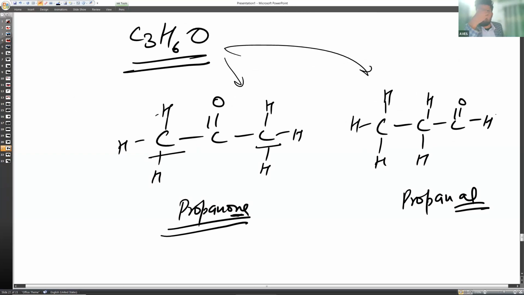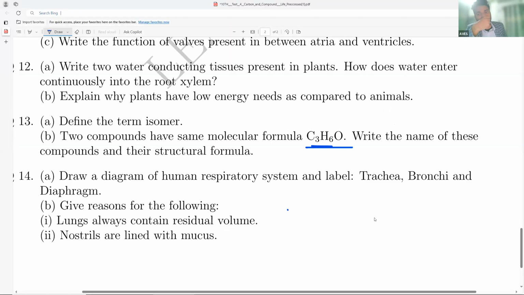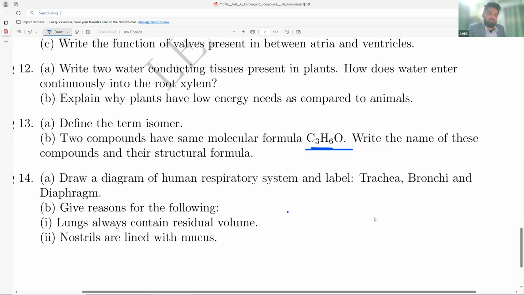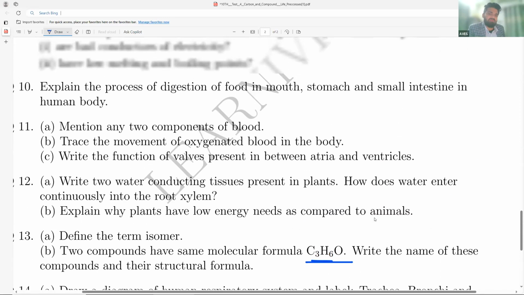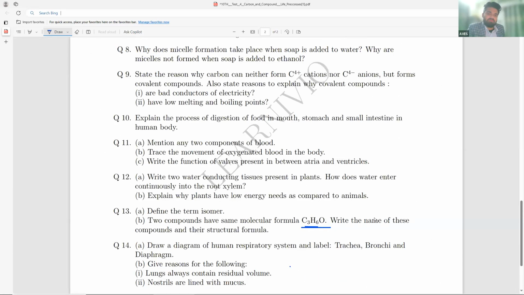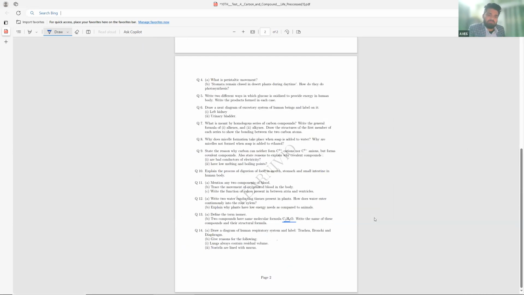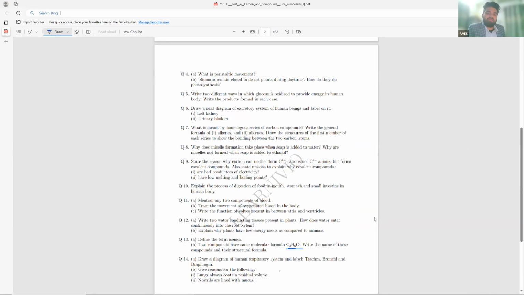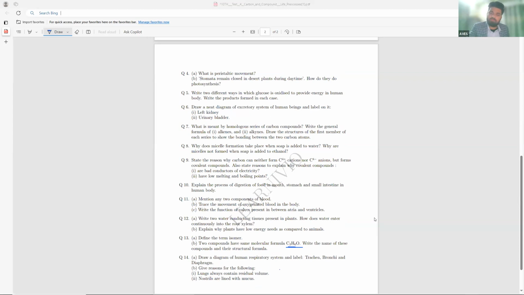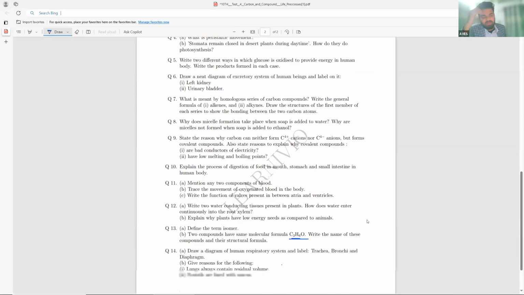So is there any doubt regarding this question paper, whether it is biology or anything else? You can ask any question. Is there any question? Why are you not responding? Is the question paper visible to you? It is visible to you. So is there any question that you think you are not able to answer?